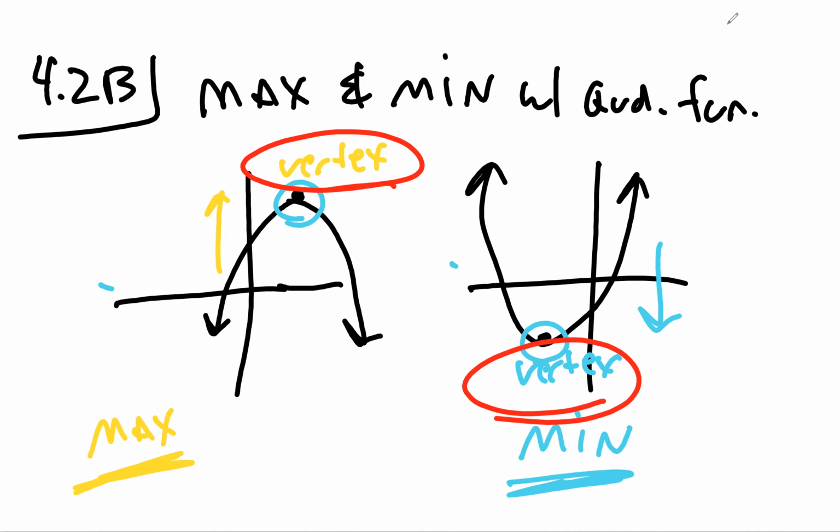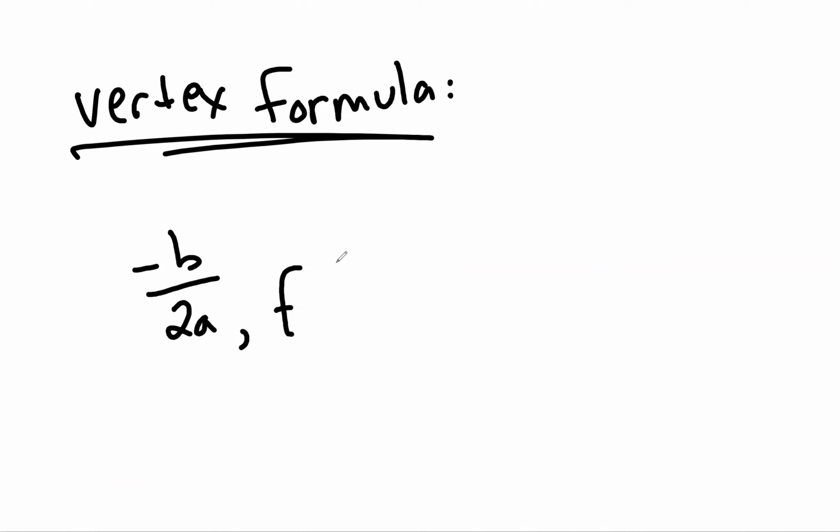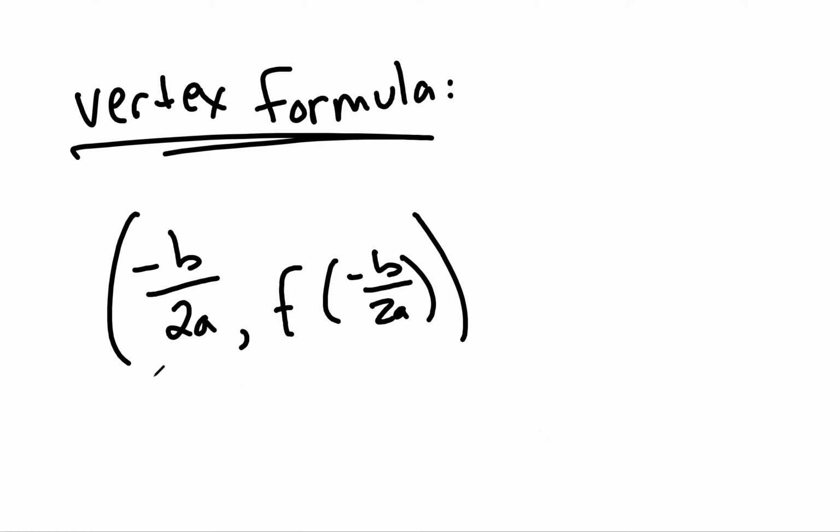Okay, so then let's see what happens when we find the vertex. We're going to use this all the time. Here's what it says. It says the opposite of b over 2a, comma, and then f of the opposite of b over 2a. This whole entire thing is written as an ordered pair. This first bit is my x value. All of this second bit is my y value.